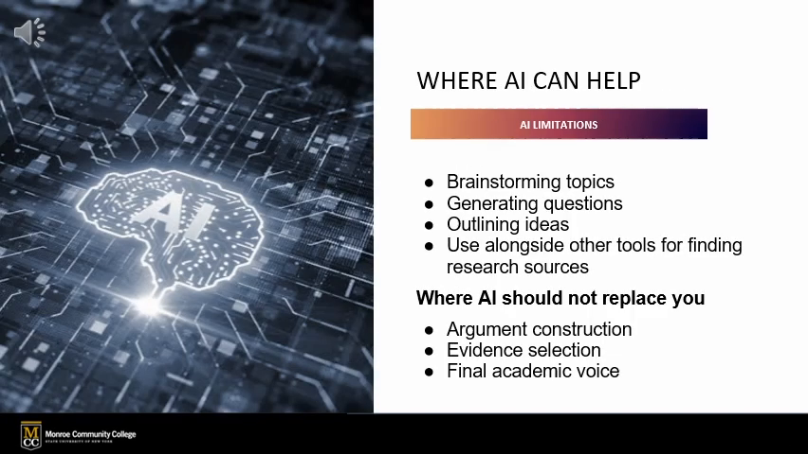AI can be genuinely helpful with certain tasks, brainstorming potential topics when you're stuck, generating questions about a subject to guide your research, creating rough outlines to organize your initial ideas. Some students use it to help find research sources, though you need to verify everything it suggests.